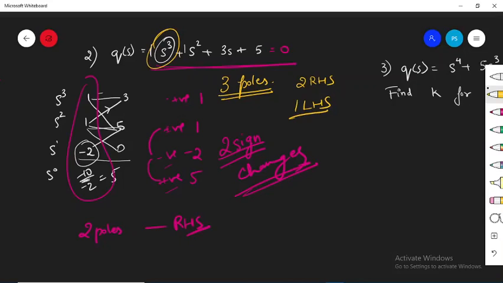This is all that we can comment over here right now from the Routh-Hurwitz criteria. Okay, this is the only thing that we can understand. System is definitely unstable, having 2 poles on the right hand side and 1 pole on the left hand side.